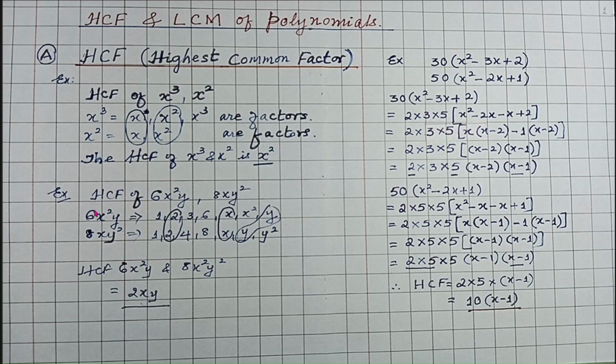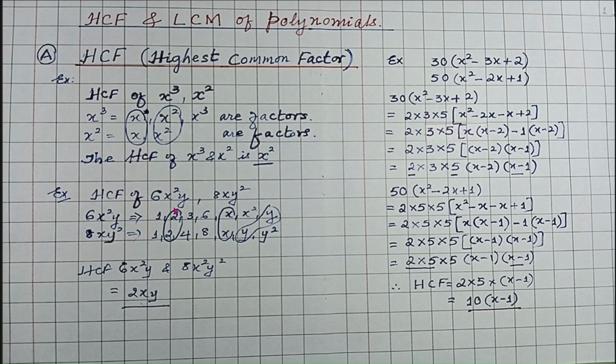Let us take one more example. Now we want to find HCF of 6x square y and 8xy square. Now here find the factors of 6x square y. The factors of 6 are 1, 2, 3, 6. Factors of x square are x and x square, and factor of y is y. The factors of 8xy square will be 1, 2, 4 and 8, and factors of x is x, y square is y, and y square.